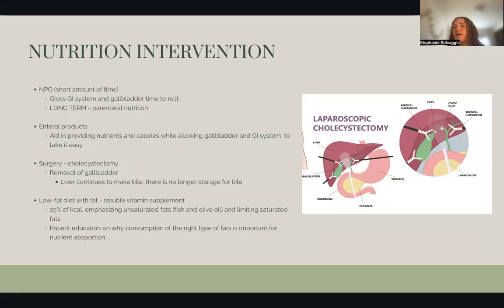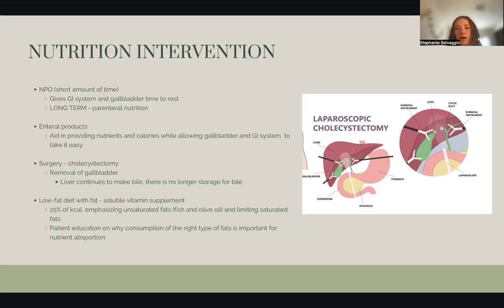But that really isn't going to happen a lot for these simple cases of cholecystitis. What you're more likely going to see is maybe NPO for overnight or something, and then maybe throw in an enteral product, and that will still give your body some nutrition, but give the gallbladder and GI system a chance to kind of take it easy for a little bit. If things get really, really bad, you can always get your gallbladder removed.